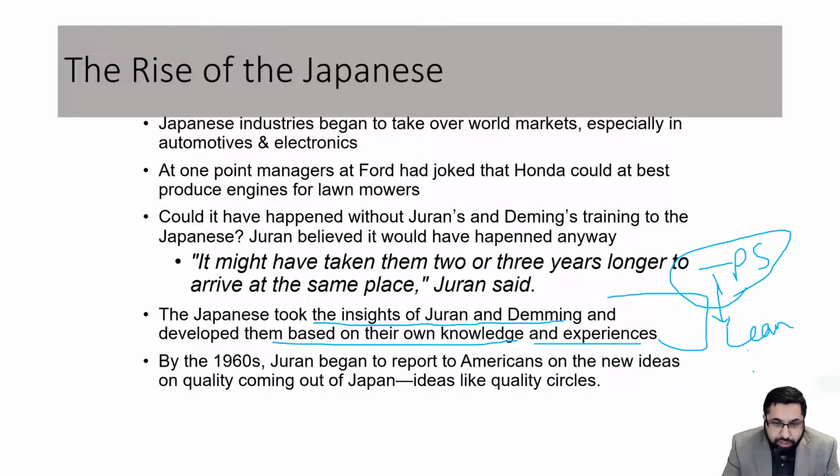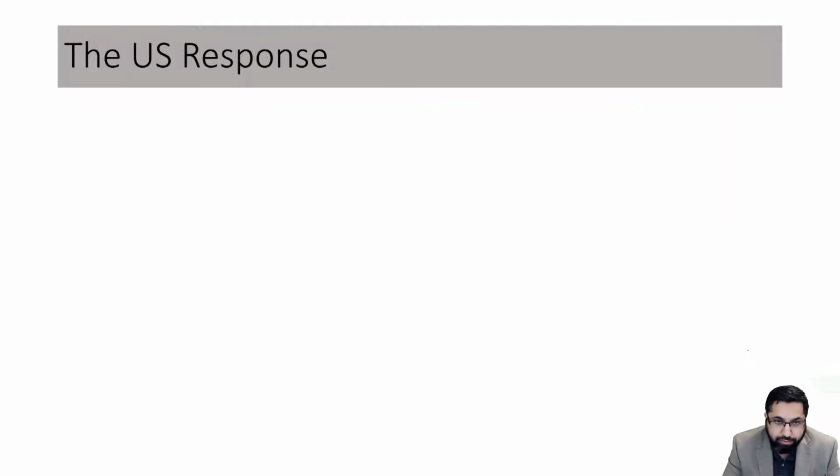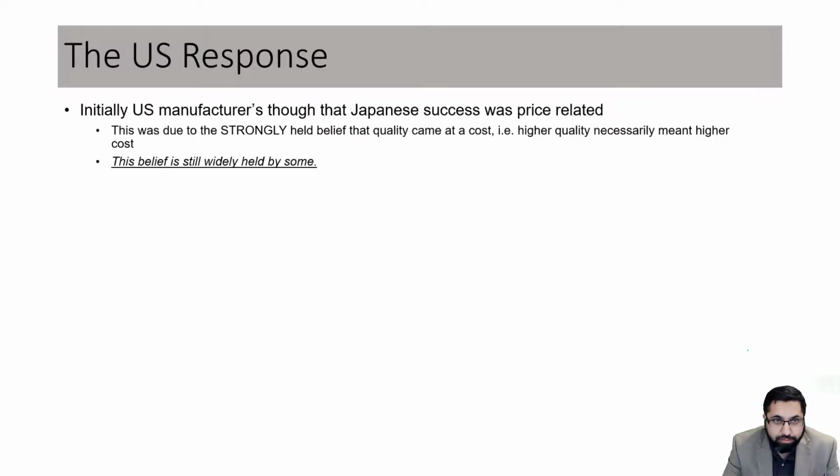By the 1960s, Juran began to report to Americans on new ideas on quality coming out of Japan. So initially, ideas had gone from the US, which were developed during World War II, to Japan. And now, with improvements, new ideas are starting to flow from Japan to the US, the other way, like quality circles.